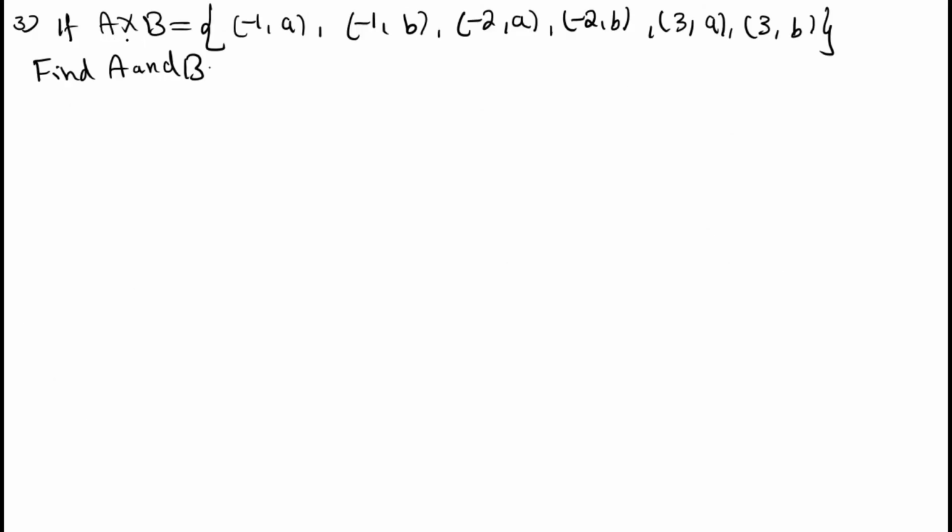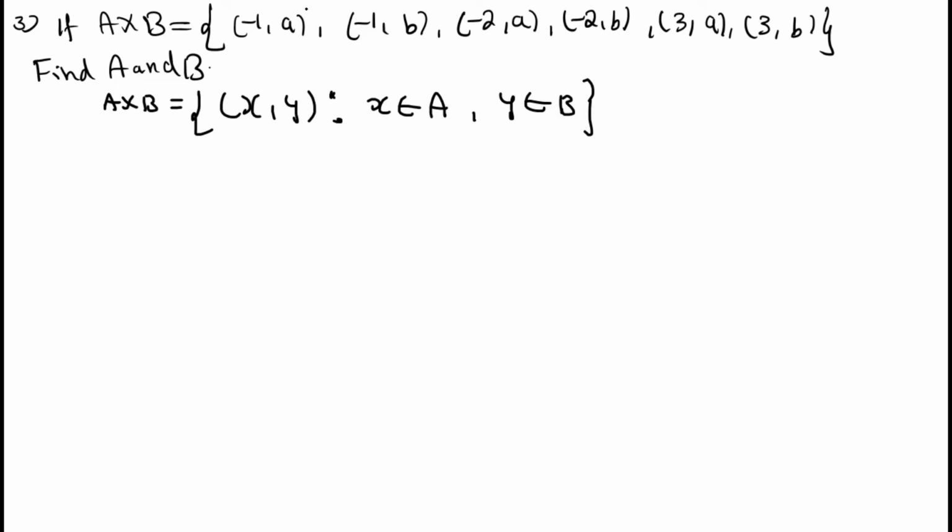See the next question. If A cross B is equal to the ordered pairs (-1, a), (-1, b), (-2, a), (-2, b), (3, a) and (3, b), find A and B. We know the definition of the Cartesian product A cross B, right? A cross B is equal to the set of all ordered pairs (x, y) such that x belongs to the first set and y belongs to the second set. That means in a Cartesian product, in the ordered pairs, the first element is taken from the first set and the second element is taken from the second set.